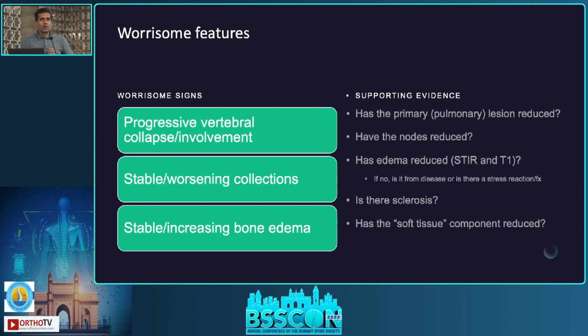What tends to happen and what worries people is when you start to see progressive vertebral collapse or involvement, when you see stable collections over long periods of time, like we saw in the case that we examined earlier, and when we can see stable or increasing bone marrow edema.